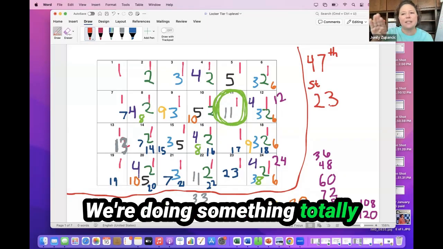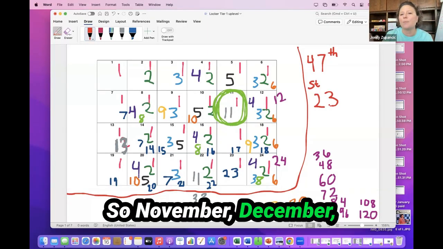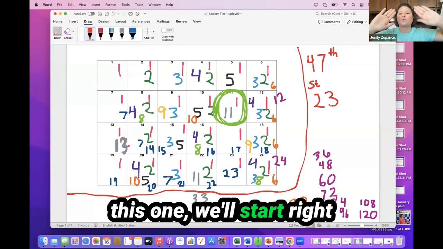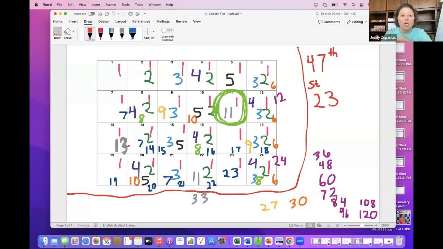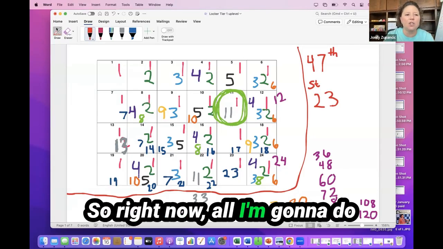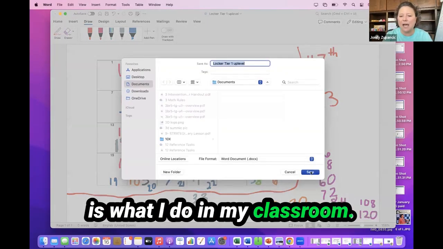We're doing something totally different next month because I practice interleaving. So November, December, when we come back to this one, we'll start right here with this game board, and then I'll go on from it. So right now, all I'm going to do is I'm going to save this. And this is what I do in my classroom.